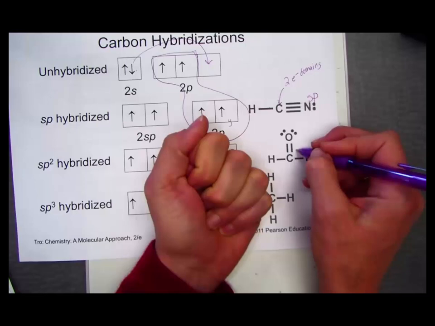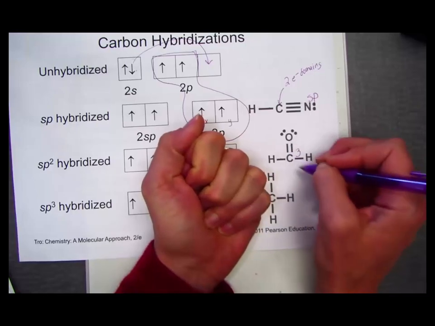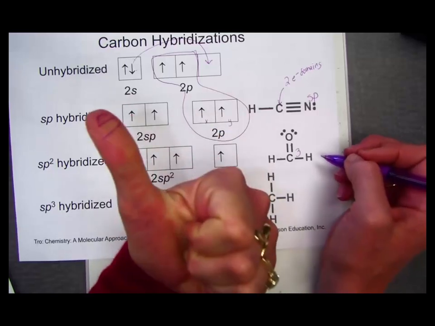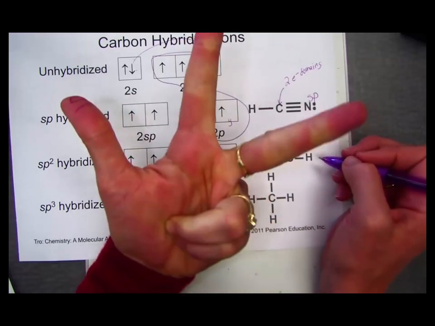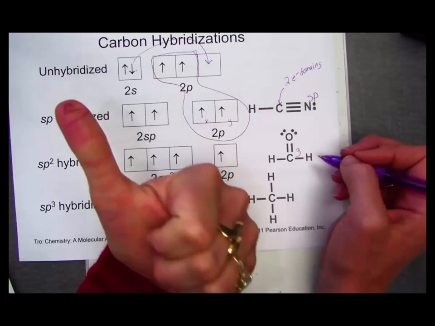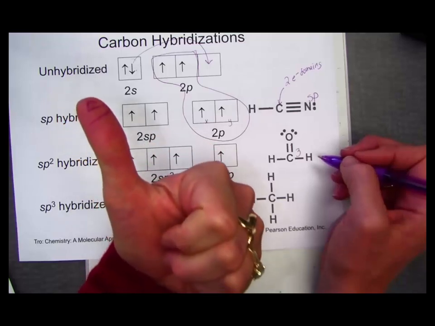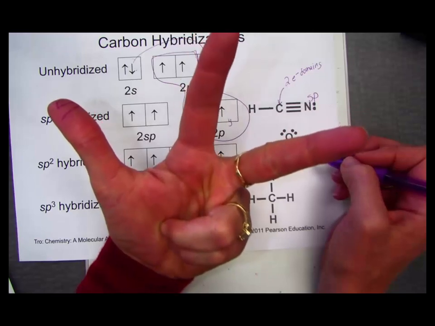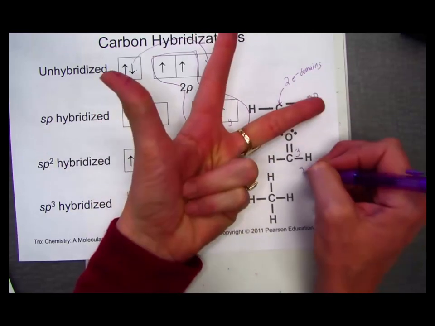Down here, 3 electron domains. Carbon in the center, 1, 2, 3 electron domains. Thumb first, sp2. s is my thumb, always, always. To get 3 electron domains, I've got to put 2 more fingers in the air. sp2 hybridization.